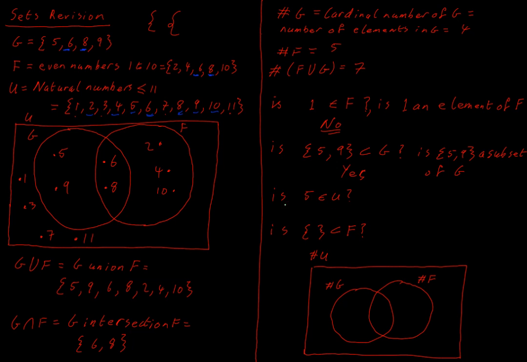So let's practice that again. Is 5 an element of U, U being the universal set? Yes, it is. So 5 is inside of G, but it is also a number in the universe. So yes. Is this thing a subset of F? This is the null set or the empty set, and by definition it is a subset of all sets, and that's just a fact we need to learn off by heart.